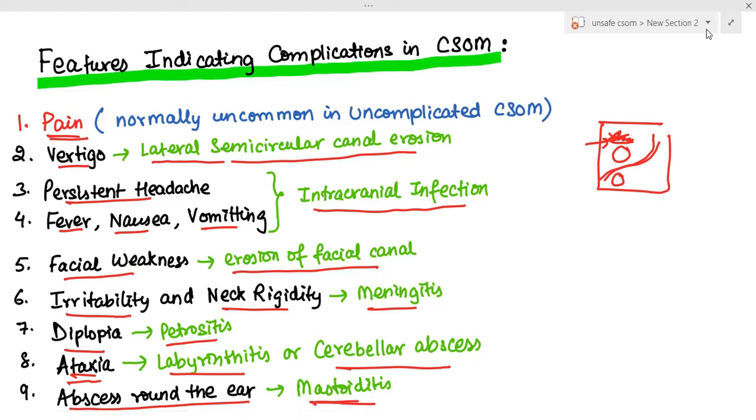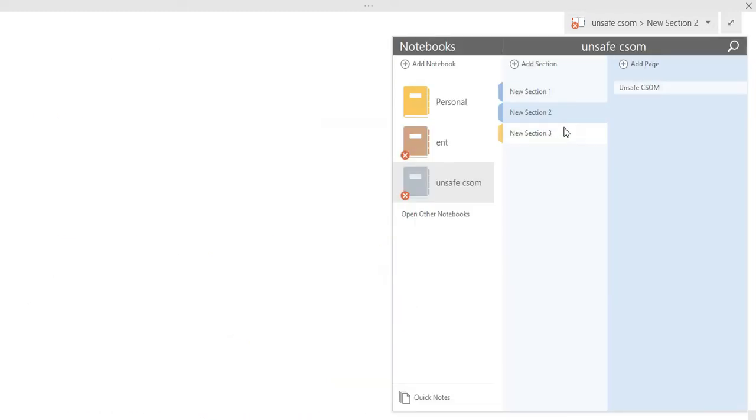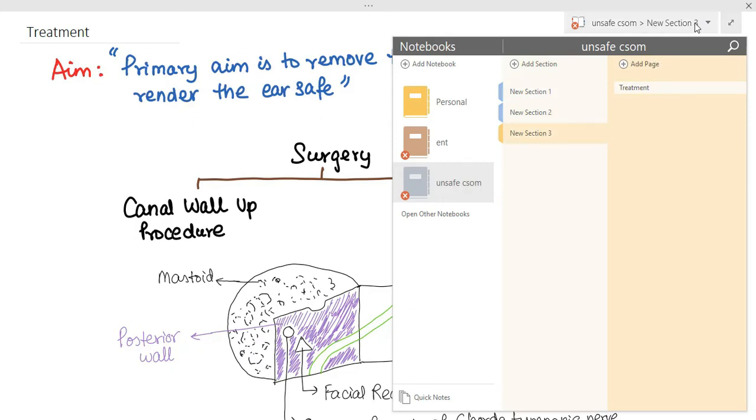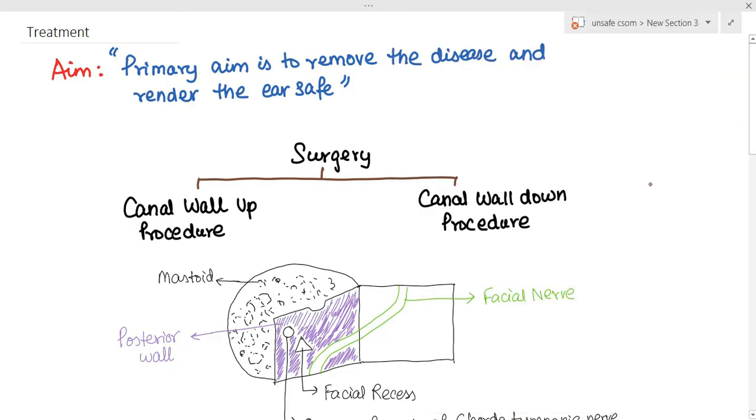So how do we manage a patient of CSOM? Unsafe CSOM, sorry. Okay, so what is the treatment of unsafe CSOM? Basically, the mainstay of treatment is surgery. Okay, now what are we aiming for when we do surgery? So the primary aim is to remove the disease, and render the ear safe.